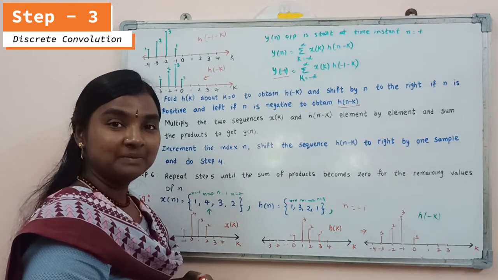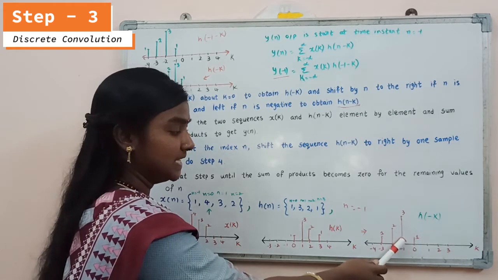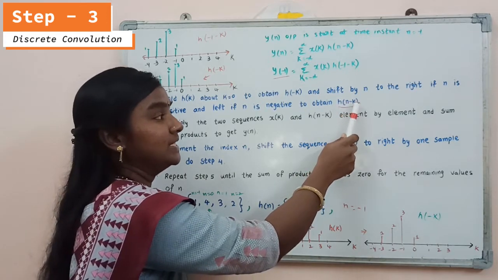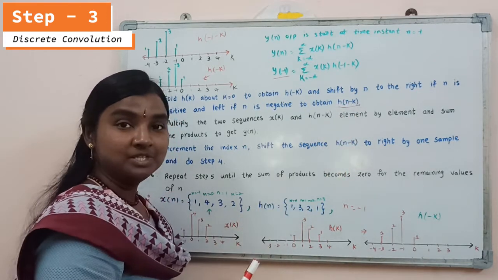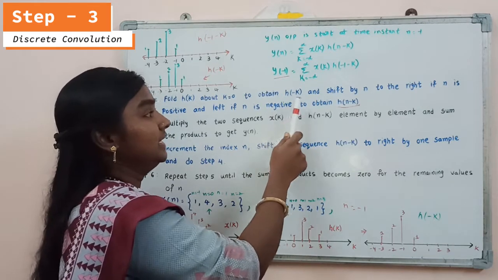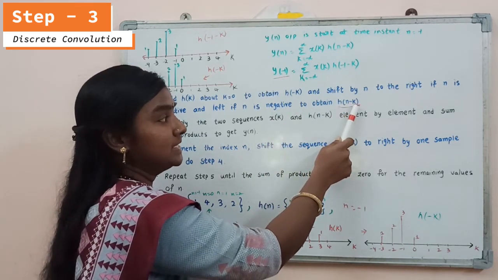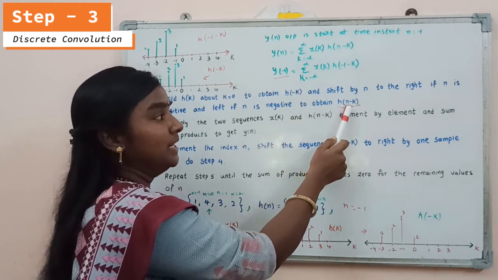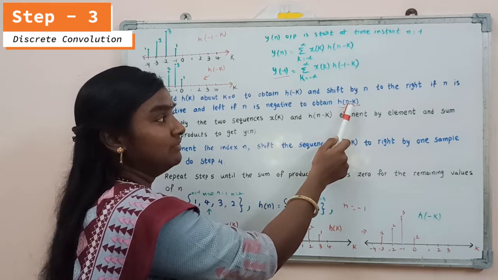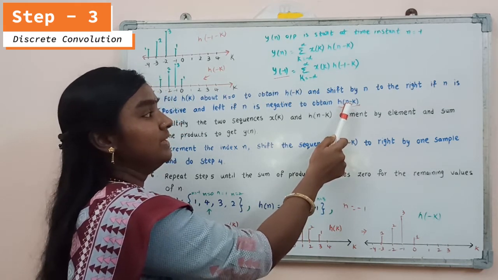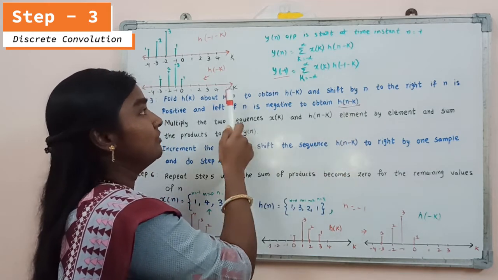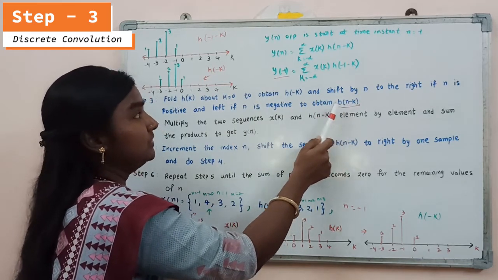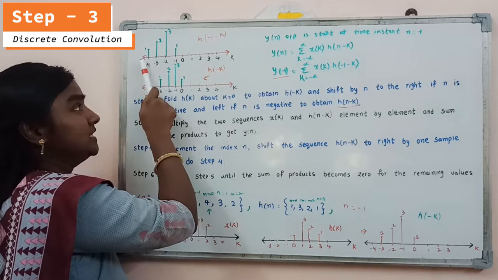Now continuing with step 3, after finding the h of minus k signal from h of k, we need to find h of n minus k. Here n represents the time shift. To obtain h of n minus k, we consider the signal h of minus k, and depending on the time shift n, if n is positive we shift the signal h of minus k towards the right side. If n is negative, we shift the h of minus k signal towards the left side.